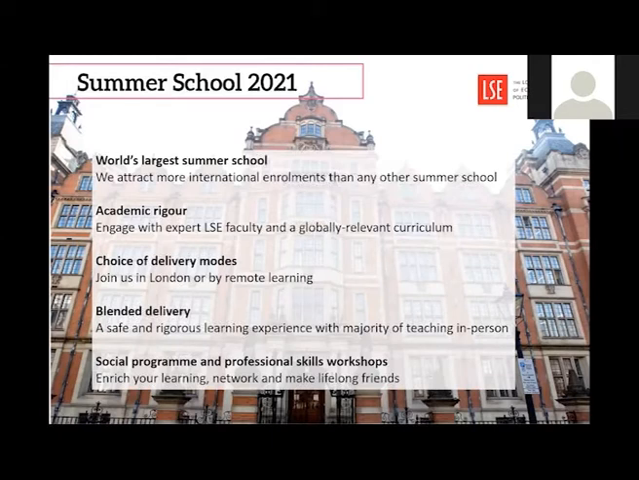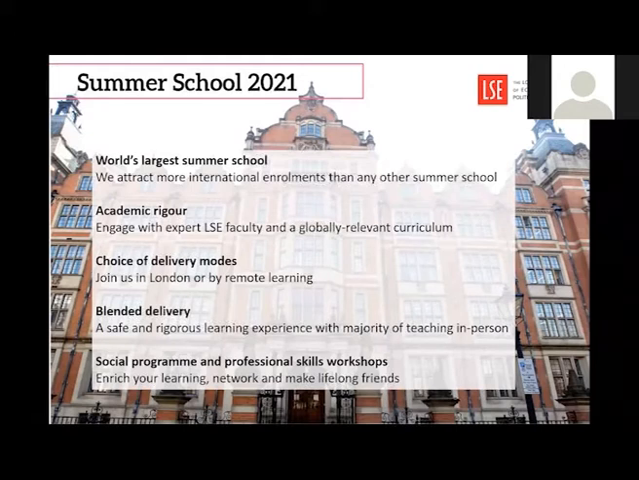In addition to the academic content, the summer school also offers you a series of professional skills workshops and a social program that will help you to make new friends and establish networks with people from all around the world. Rob will talk more about that in a moment. This year, given COVID-19, we are pleased to be offering a choice of delivery mode, allowing students to either join us in person in London or to join us remotely. And Rob will give more details about this later in the talk.